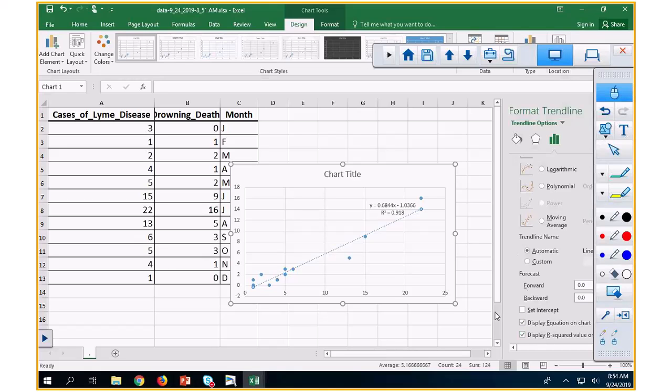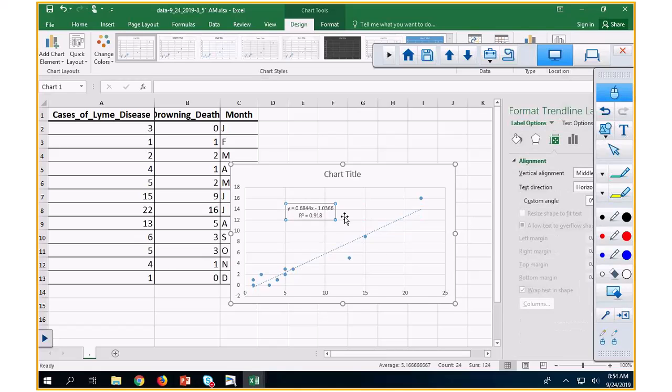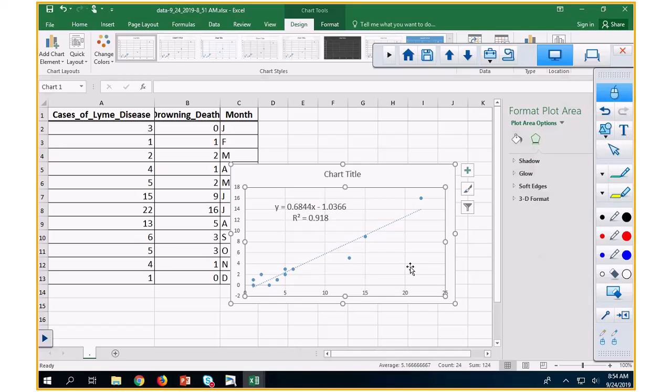Okay, bring it up here. There's the trend line. Change the minimum and maximum, but I don't understand how to do that. I'll tweak it out. There you go. Yes, ma'am.